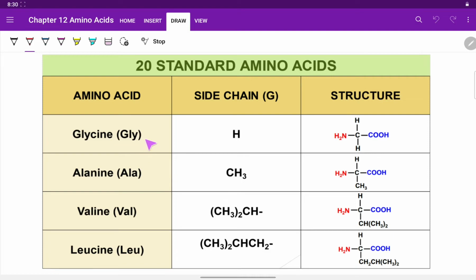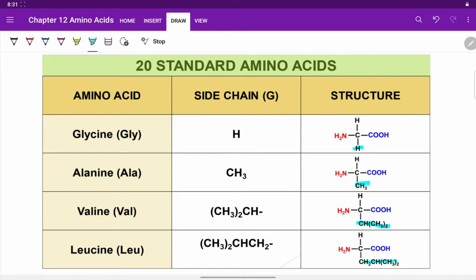So we have glycine, yang the first four, glycine, alanine, valine, and leucine. So if you look over here, yang berbeza cuma dekat bahagian bawah ni saja. Okay, yang mana tadi kita punya side chain saja yang berbeza. Bahagian atas dekat sini semua adalah sama. You have your alpha carbon bonded to a carboxyl group and then amino group. Okay, so sama je lah semua dekat sini. Yang berbeza dekat side chain.